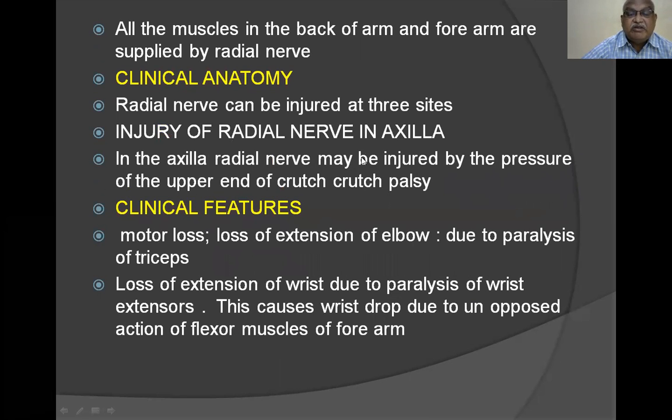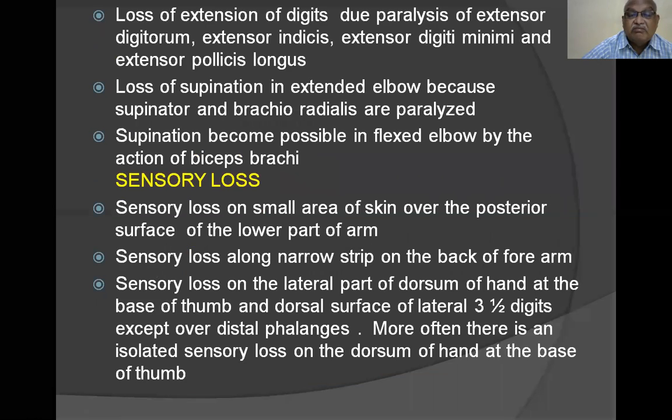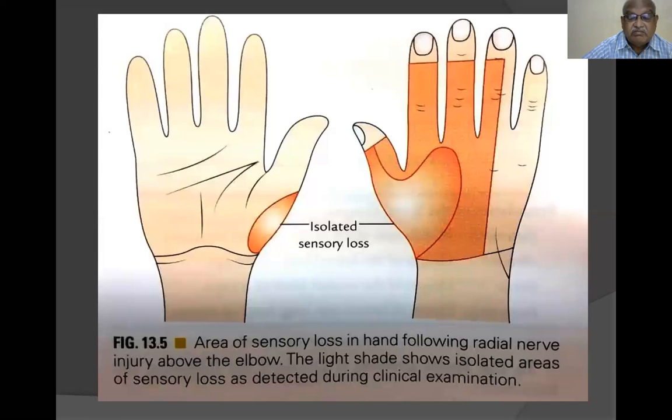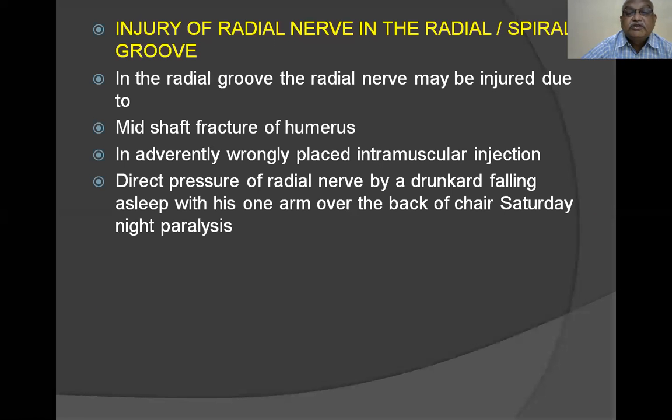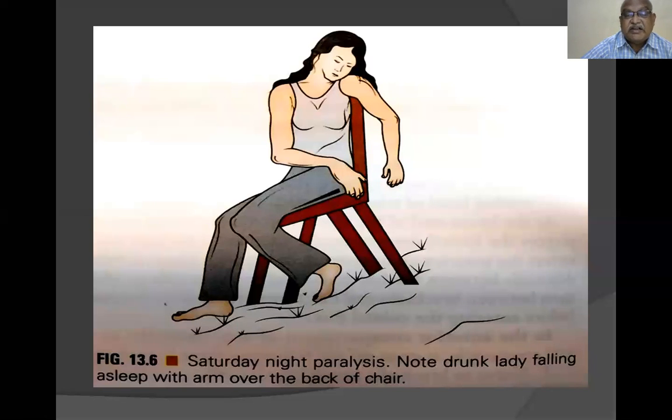Now the radial nerve can be injured, as I already told you: Saturday night paralysis, wrist drop, everything. Sensory loss. The diagram, radial or spiral groove, already I told you. Saturday night paralysis, already I explained.